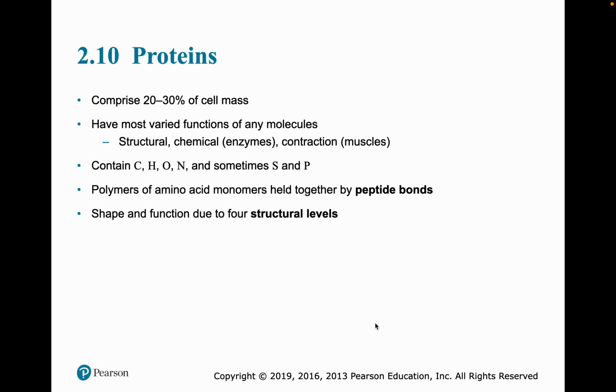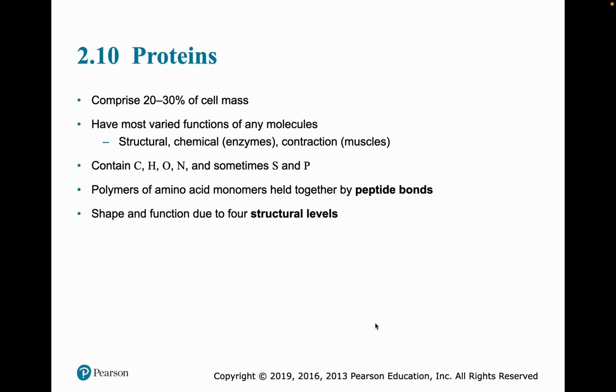Polymers to go through. The next one is the most important of all of them, although I probably shouldn't say that, and proteins couldn't work without the other things, but proteins do most of the functions and most of the structures within a cell, which means within an entire organism. Proteins make up between 20 and 30% of the cell mass.